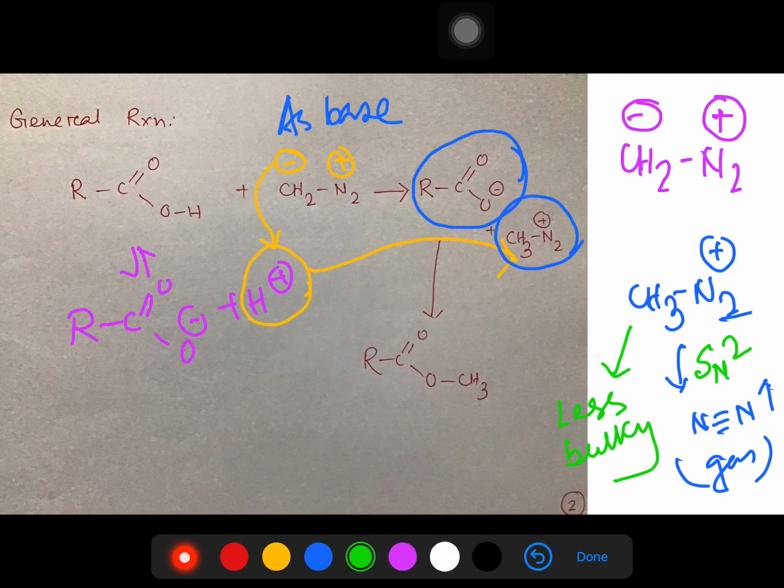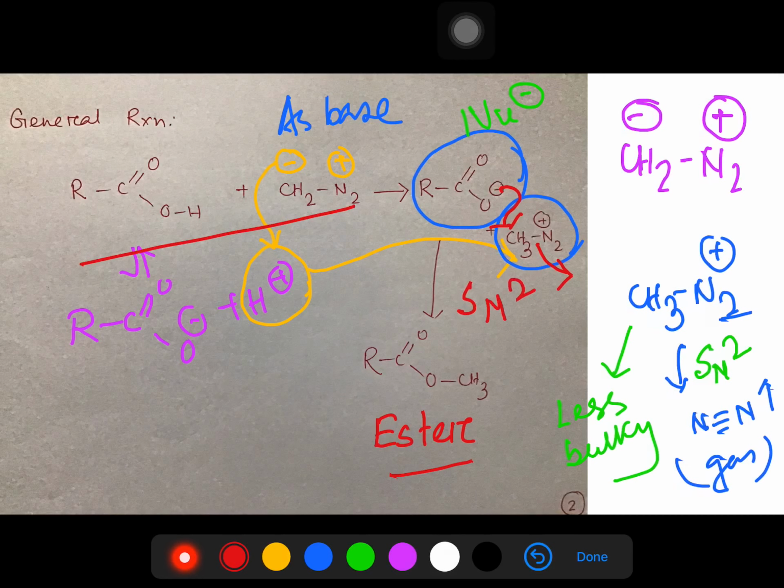And this thing exactly happens. In this case, this carboxylate is acting as a nucleophile. It attacks this CH3 and the nitrogen leaves. So ultimately it produces an ester. The steps: first an acid base reaction, this step. Second step is SN2 reaction, nucleophilic substitution, and ultimately it results in a methyl ester.